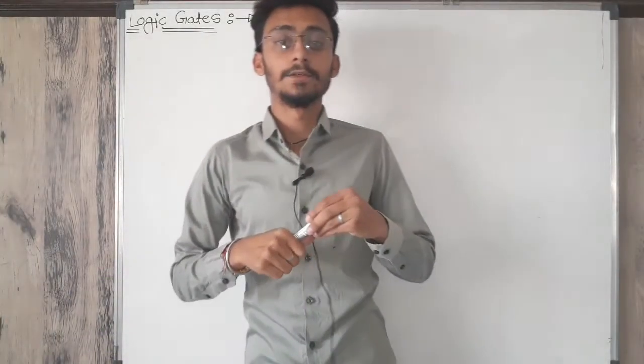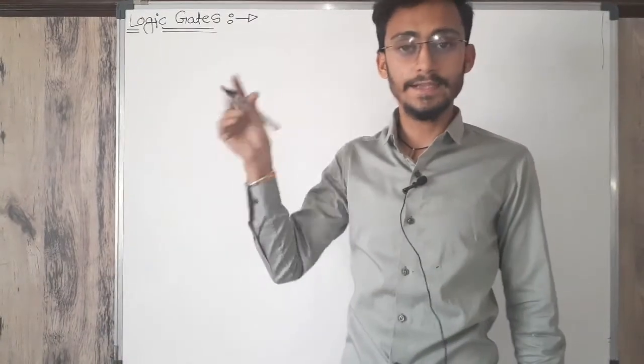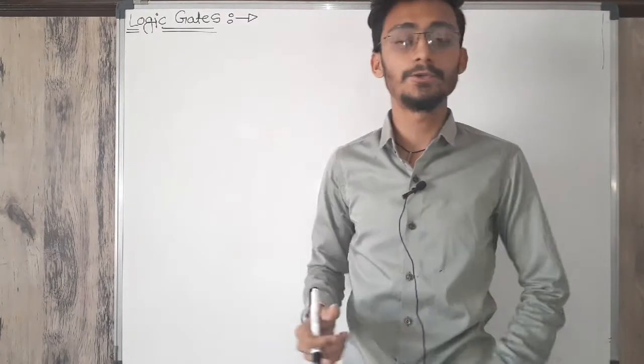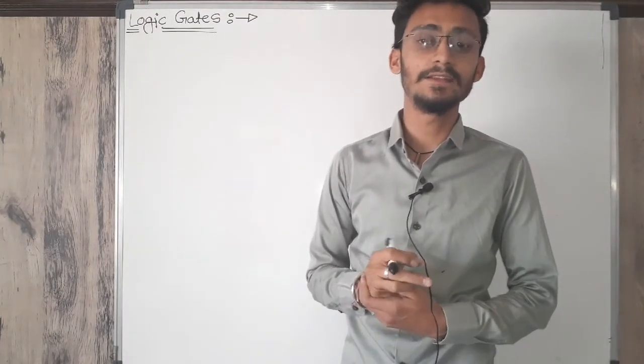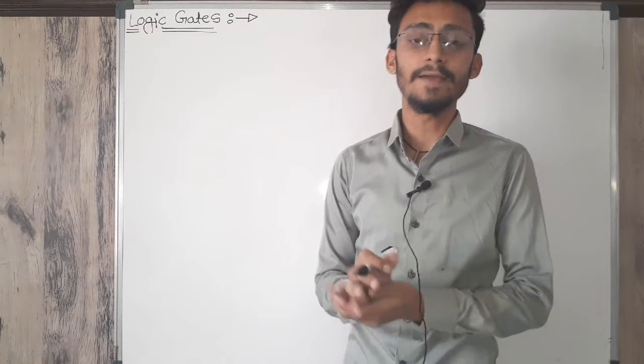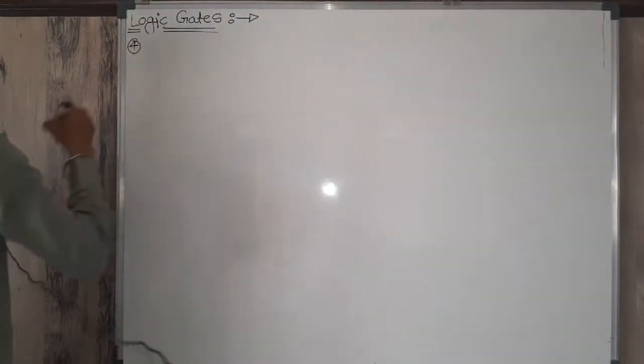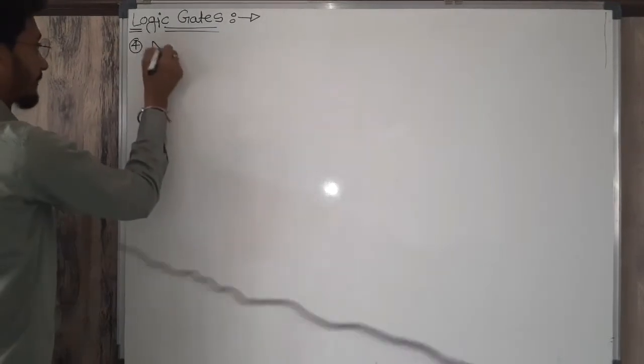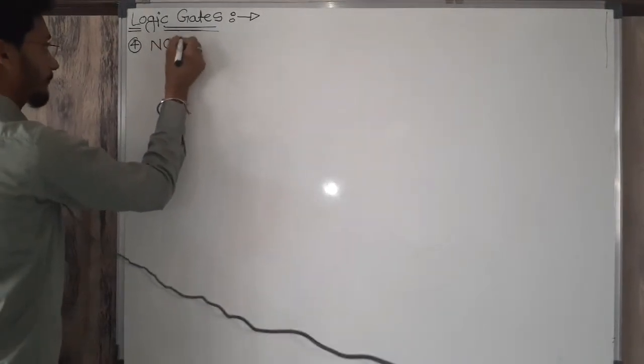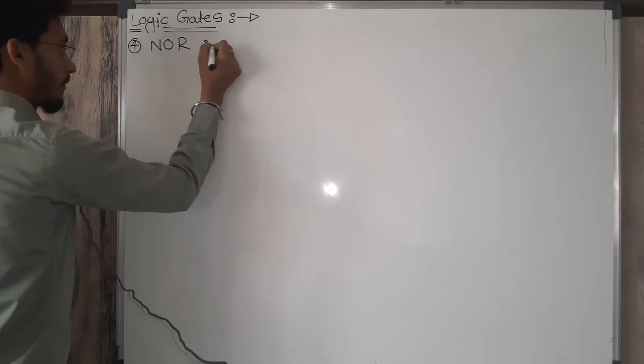Alright, so this is the second part of the logic gate video, and in this video we are going to discuss the remaining 3 gates. The 4th type of gate is the NOR gate. What is a NOR gate?